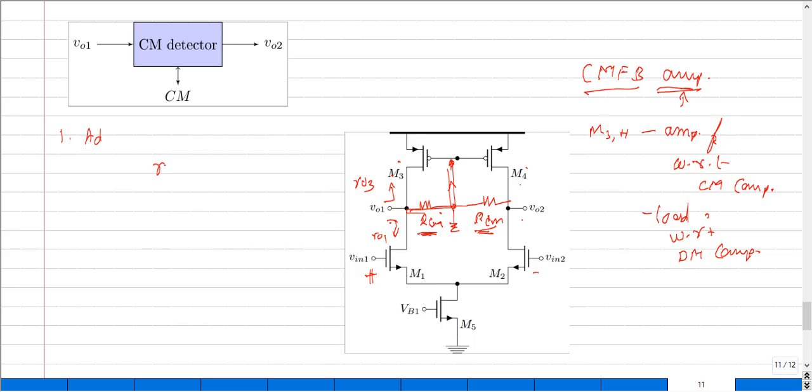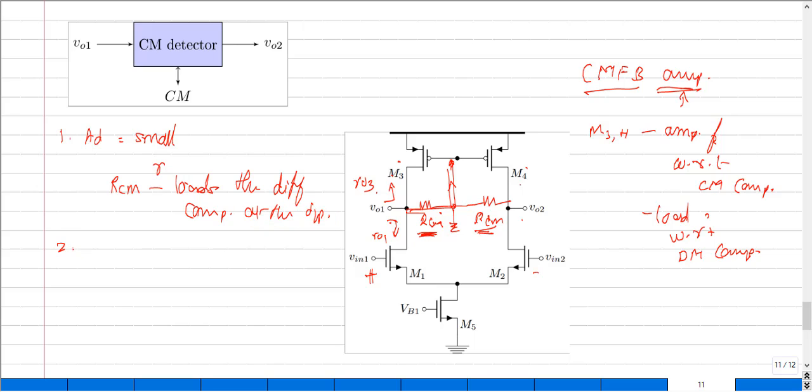And if this value is lesser than the comparable value of RO1 in parallel with RO2, then the gain produced out of this circuit will generally be very small, right? So that is the issue that we have. The inclusion of this RCM actually loads the differential component at the output.